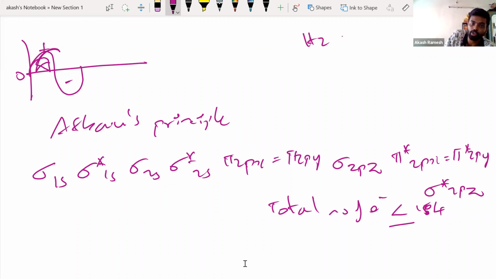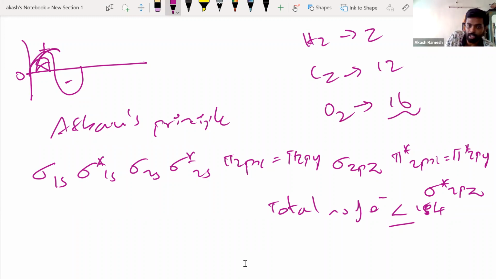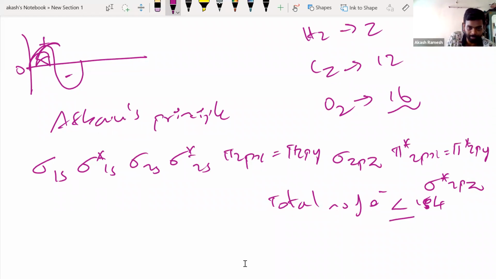For example, H2 will have only 2 electrons. C2 will have 12 electrons. When you go to O2, I'll have 16 electrons totally, since one O will have 8 electrons. So now when you have 16, you cannot follow this. I have to follow some other order. Let me tell you what I'm going to do. Everything else is the same.